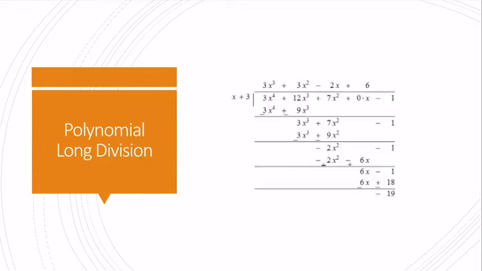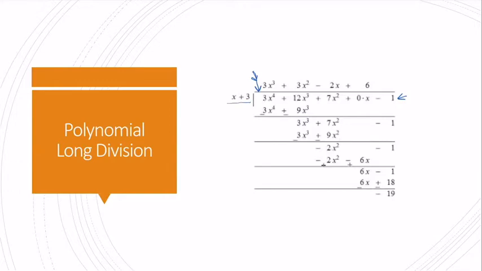What does this mean? Well, here's an example of polynomial long division. Okay, what did they do? So they have their dividend, which is 3x to the fourth plus 12x cubed plus 7x squared plus 0x minus 1. And we're dividing it by the divisor x plus 3.